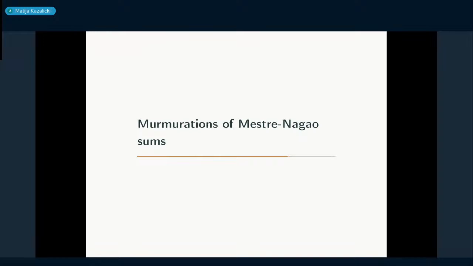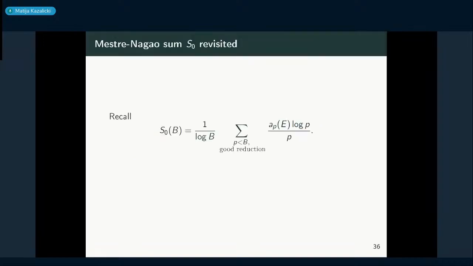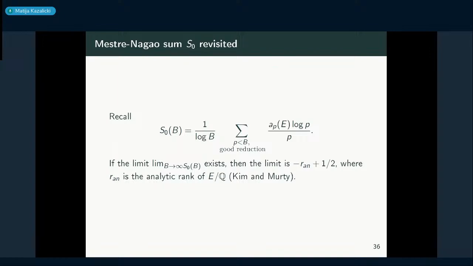Okay, so this is all that I want to say about this first project. Now I'll talk more about the study of the Mestre-Nagao sums. I'll talk about the murmurations of the Mestre-Nagao sums, and I'll focus here on S0. S0 is given by the following formula, and it is known by the work of Kim and Murty that if this limit as B goes to infinity exists, then this limit is going to be minus the analytic rank plus 1/2.